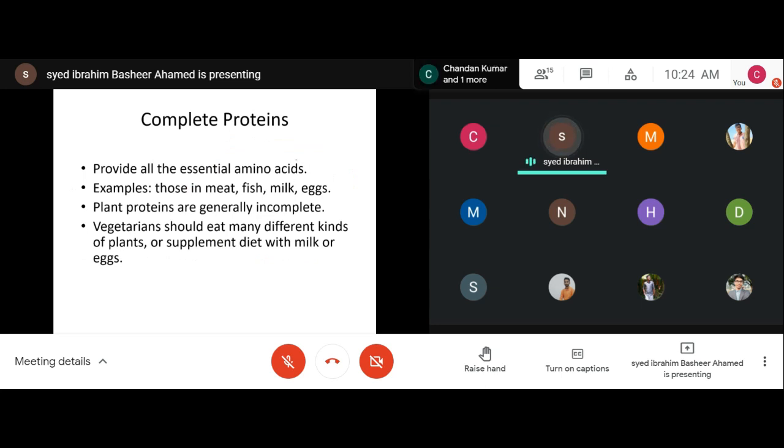A complete protein provides all the essential amino acids. I told you already: meat, fish, milk. So vegetarians should eat many different kinds of plants or supplement the diet with milk and egg.